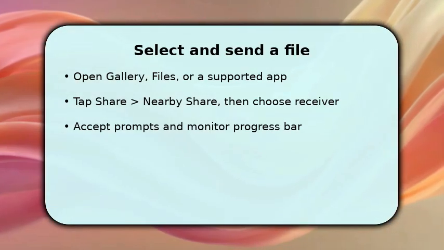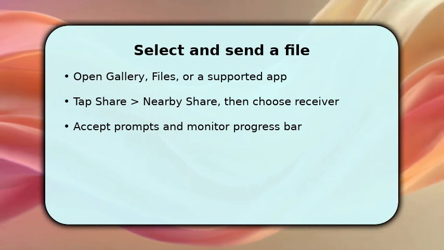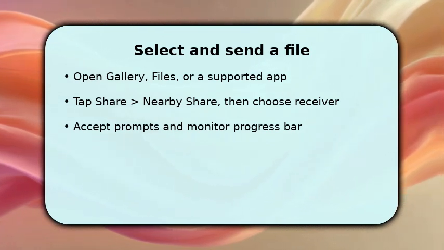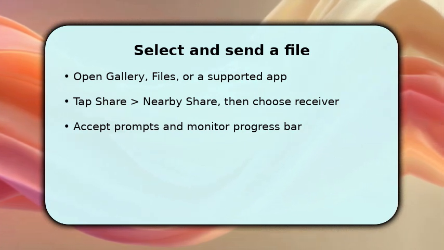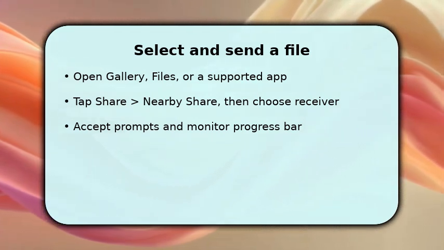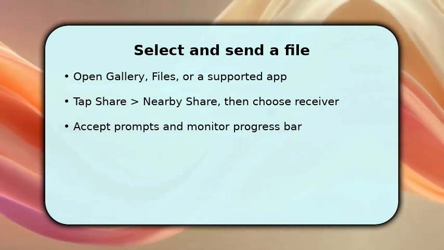You pick the content next, a photo, document, or link. Open the app, tap Share, and select Nearby Share as the method. When your phone scans, look for the receiver's device name and tap it. This initiates a handshake. The other person must accept the incoming request. Explain why so they know it's safe.